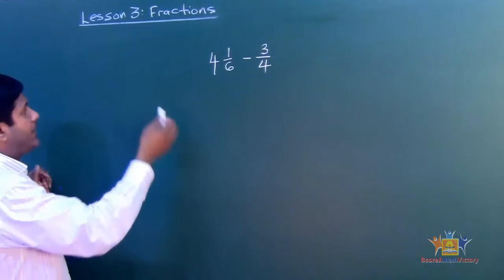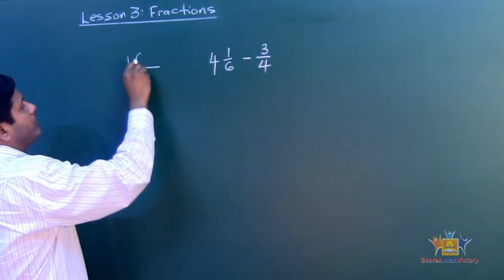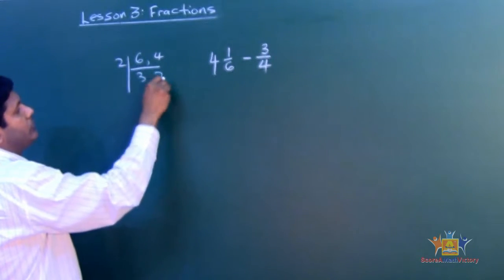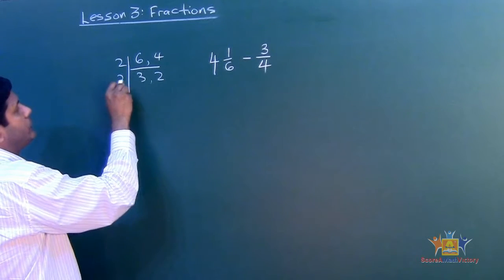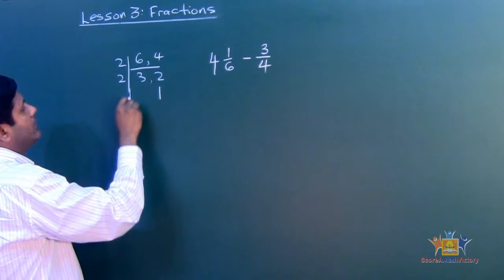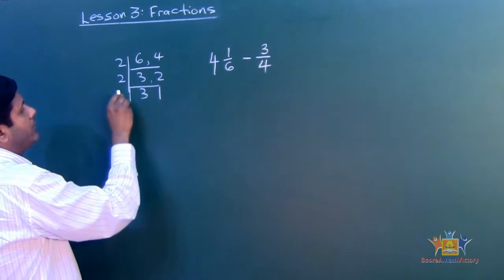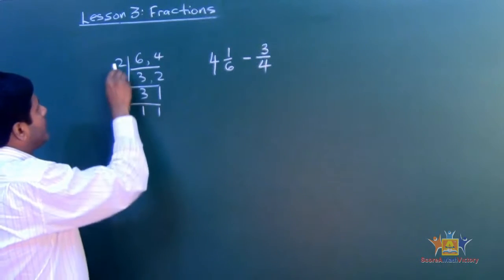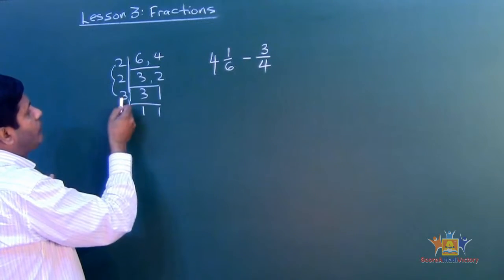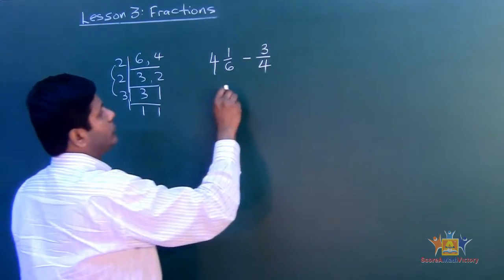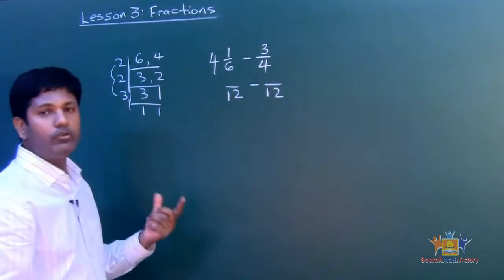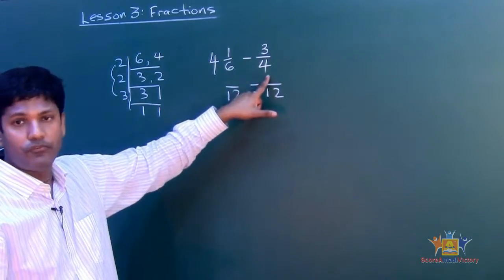Now you can use the ladder method, okay, the one-leg ladder method. You can put 6 and 4, you divide that by 2, you get 3 and 2, alright? And you can divide that by another 2, so it gives you 1, and bring the 3 down. And you divide this by 3, gives you 1, 1. See that? So now I can multiply. 2 times 2 is 4, 4 times 3 is 12. So 12 is my common multiple. Okay, the lowest common multiple for 6 and 4.